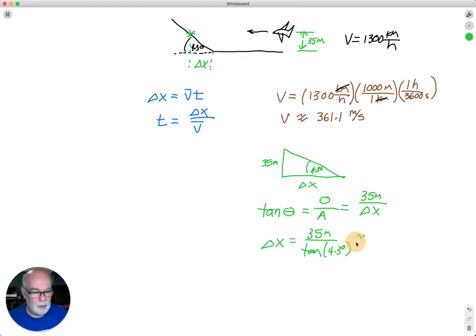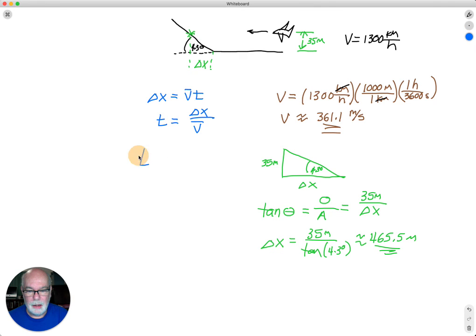Now, by the way, you want to be a little careful with your calculators because in math classes, a lot of times they're in radians. And in physics, we're going to be using degrees. And so you want to make sure you get them the right way. So when I do that math, I end up with about 465.5 meters. So now I've got this number, and I've got this number, which I'm going to use in my calculation of time.